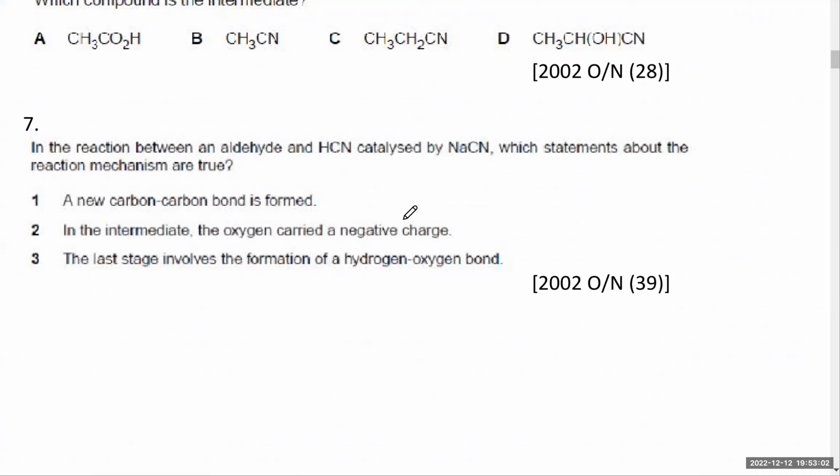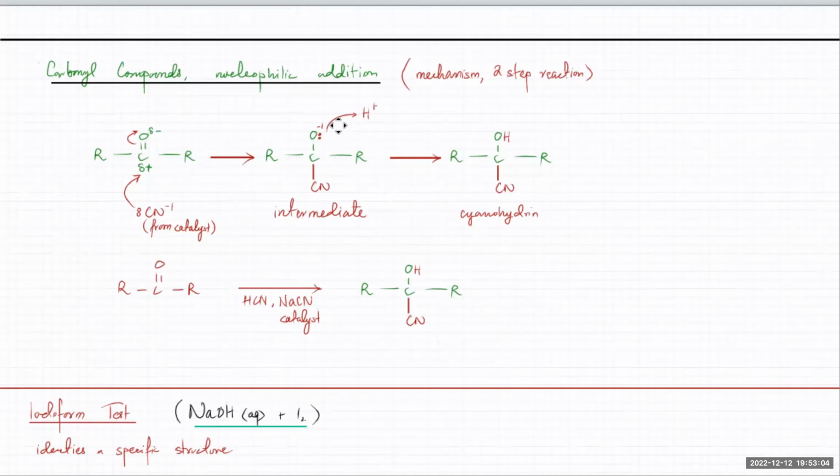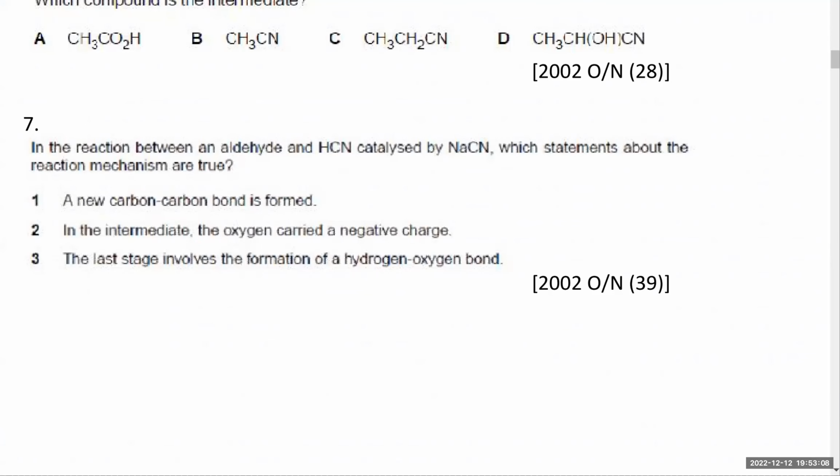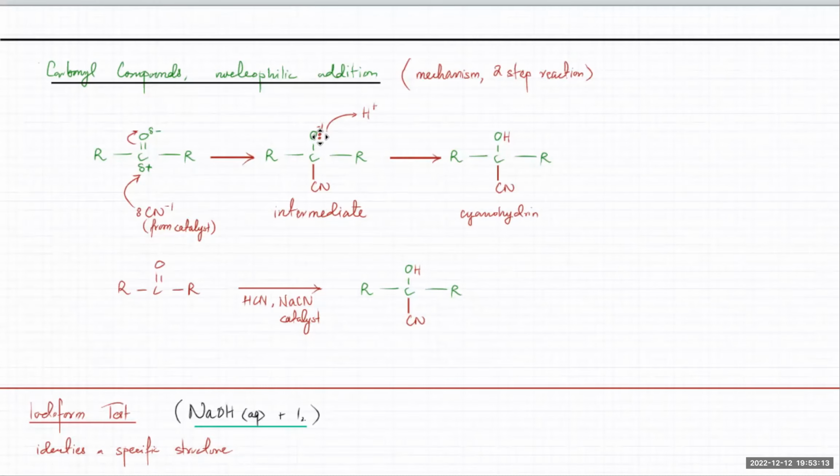In the intermediate, the oxygen carries a negative charge. That is also true. The oxygen has a negative charge over here. Okay, the last stage involves the formation of a hydrogen-oxygen bond. That is also true because in the last step, the oxygen and the hydrogen bond with each other.